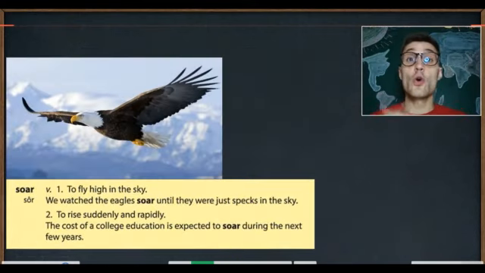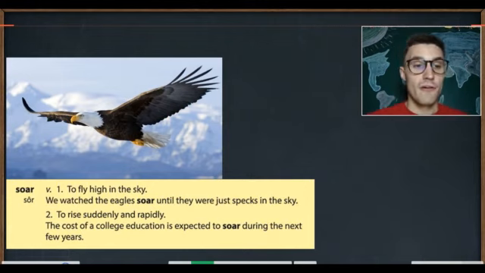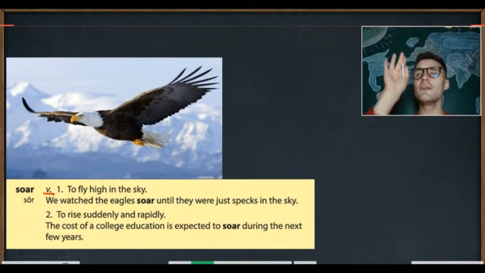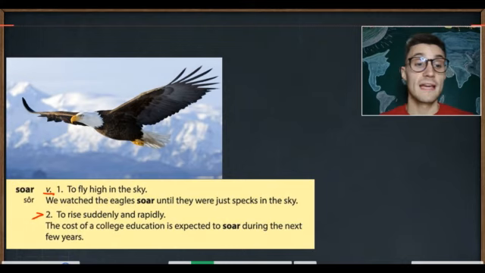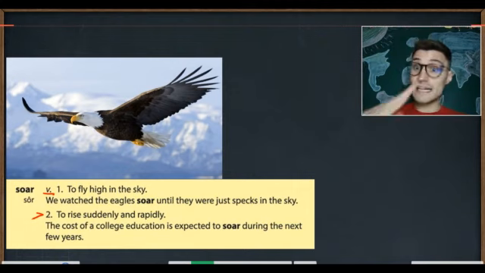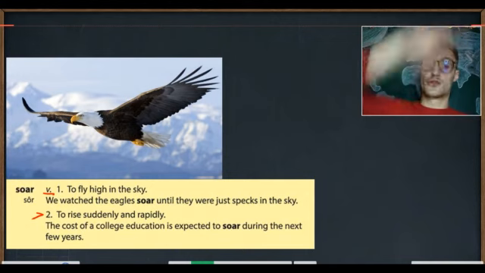Next, it's soar. Soar has two verb meanings. First, soar is to fly high in the sky. An eagle can soar in the sky, fly high. We watched the eagles soar until they were just specks in the sky, so very high. The second verb meaning for soar is to rise suddenly and rapidly. That means quickly. So if something goes up very quickly and suddenly, it soars.